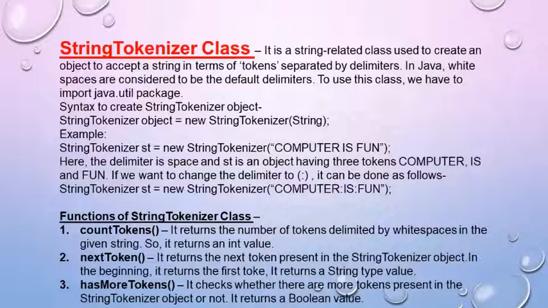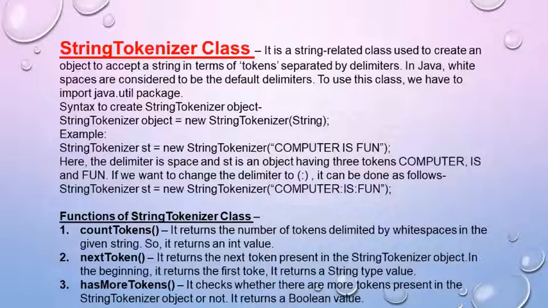Now there are certain functions of the StringTokenizer class. Only 3 functions: countTokens, nextToken, and hasMoreTokens. countTokens returns the number of tokens delimited by white spaces in the given string. So it returns an integer value. In the above example, if we write st.countTokens(), it will give 3. Understood?